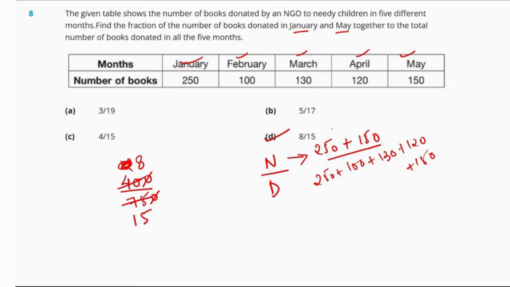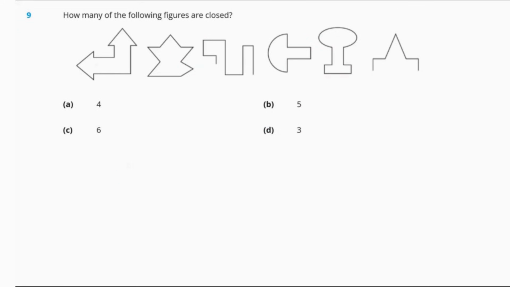Okay. Now, next question is, how many of the following figures are closed? Now tell me, what is a closed figure? A closed figure is that figure which does not have any of its sides open, right? So a figure that is enclosed on all the 4 or multiple sides is known as a closed figure.